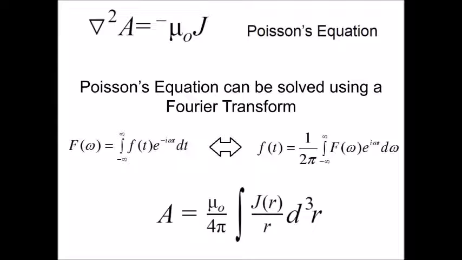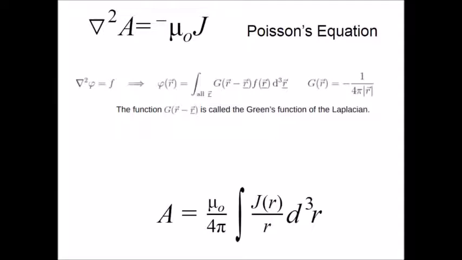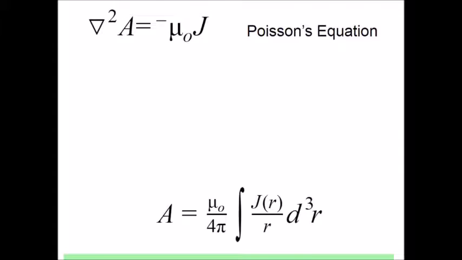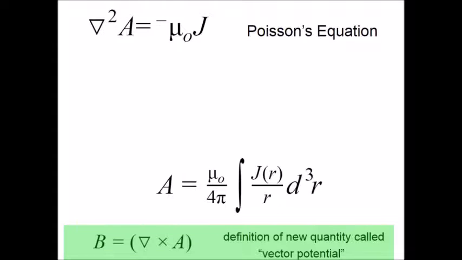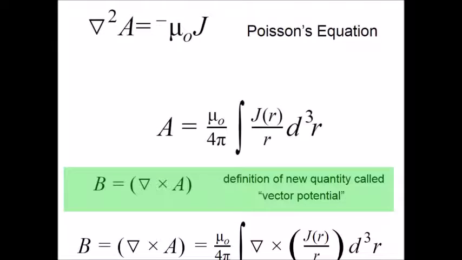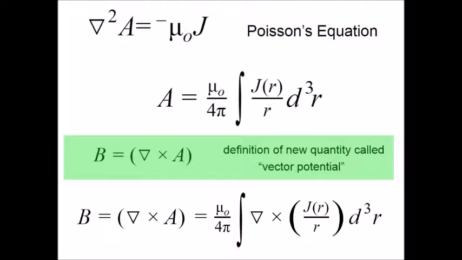But then I found another presentation that talked about this function called Green's function of the Laplacian, and applying the Laplacian on Green's function produces a three-dimensional delta function. Anyway, this is the step where the magic happens. If you have a better conceptual explanation of this step, please let me know about it. I'm all ears. That gives us an equation for A, but we wanted B.